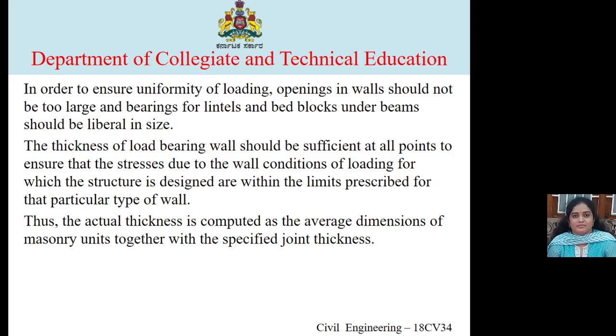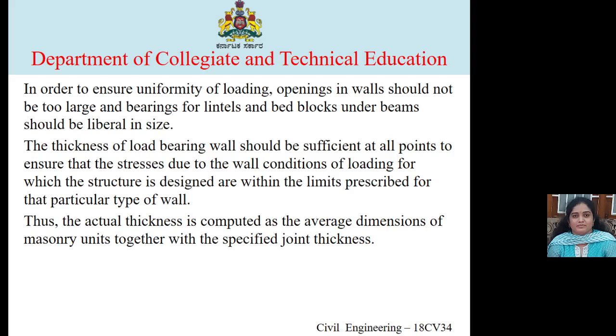Okay, so it should not be too large, and bearings for lintel and bed blocks under beams should be liberal in size. That is, on both sides of the openings at least you need to give the thickness of the wall. So if the thickness is 230 mm most of the time or 300 mm, you need to give at least 230 to 300 mm depending upon the size of the wall. You need to give the bearing on both sides of the openings.